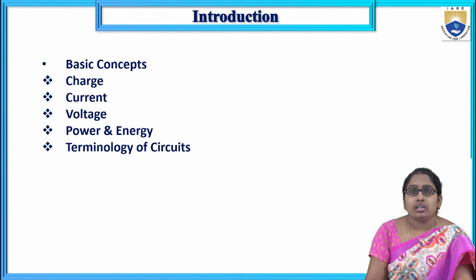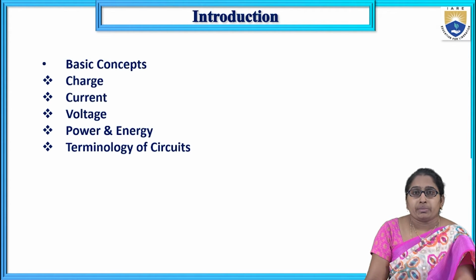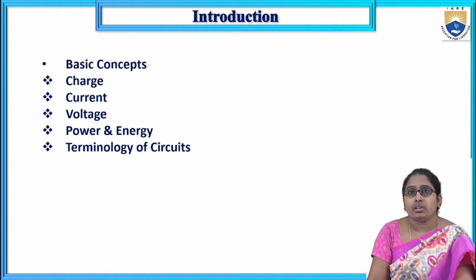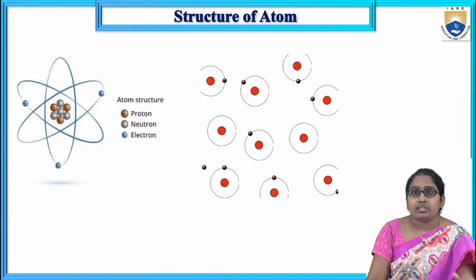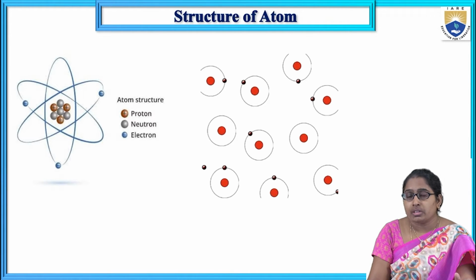Now coming to the basic concepts. What is meant by charge, current, voltage, power and energy, and the basic terminology of circuits. This is the structure of an atom. In the center we have neutrons and protons. Protons are positively charged particles and neutrons have no charge. Electrons are in the outer part of the atom, and they are negatively charged.